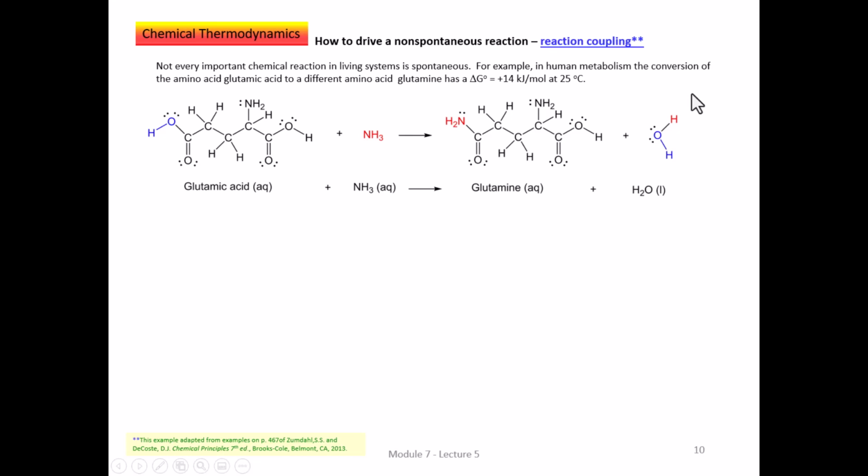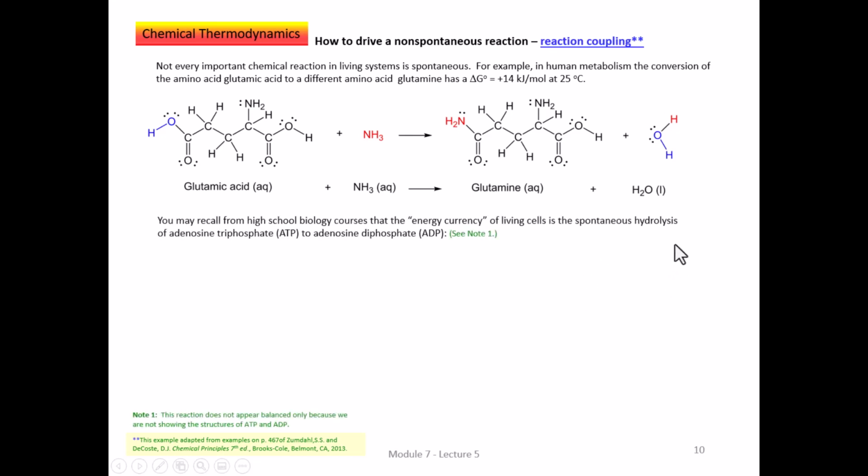So for example, in human metabolism, the conversion of glutamic acid to glutamine is not spontaneous. This is something that needs to happen, and the deltaG for this reaction is plus 14 kilojoules per mole at room temperature. Well, that's a problem. How would we get this reaction to go?